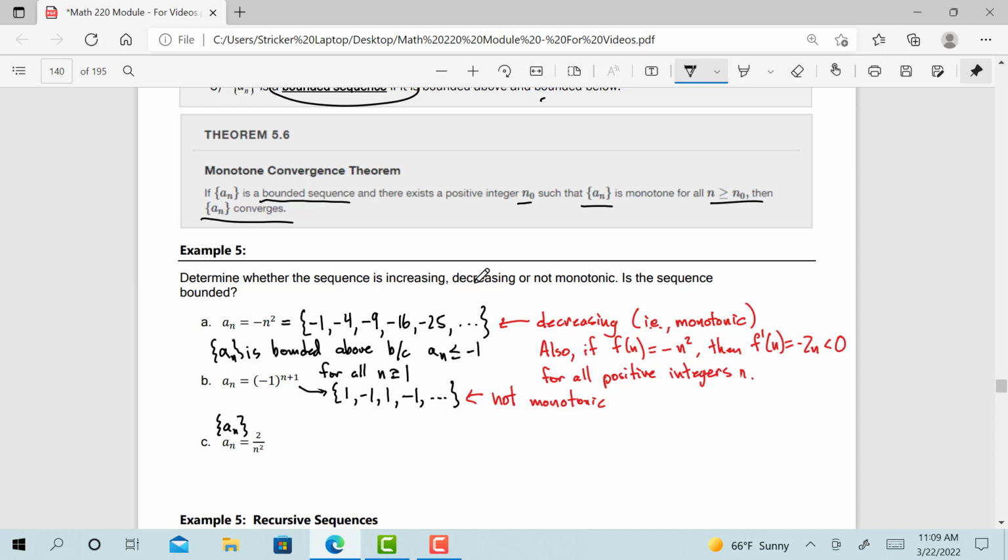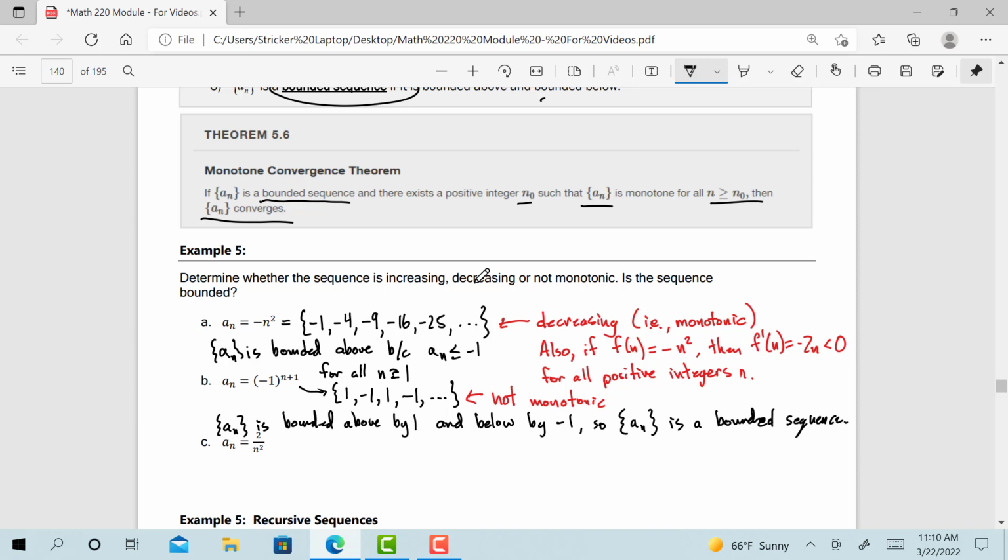A sub n is bounded above by 1 and below by -1, so A sub n is a bounded sequence. Okay, so that's a bounded sequence. We got one more here.